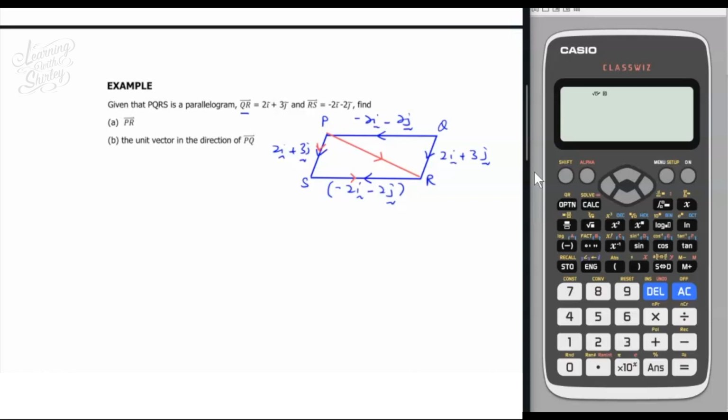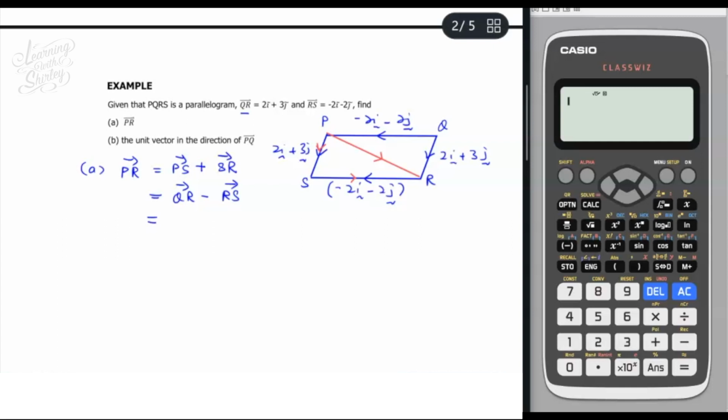Okay, so now I'm going to show you the working to find vector PR. So PR is actually PS plus SR. Okay, so PS is actually the same as QR. Then the SR, I'm going to change it to the negative. So put negative in front. So minus, okay, minus RS, okay.